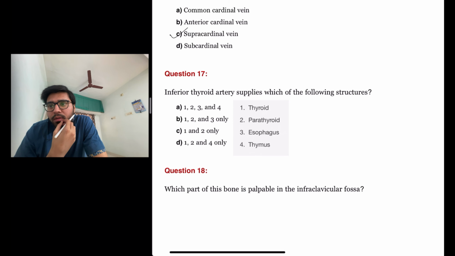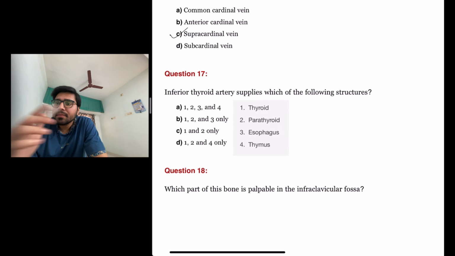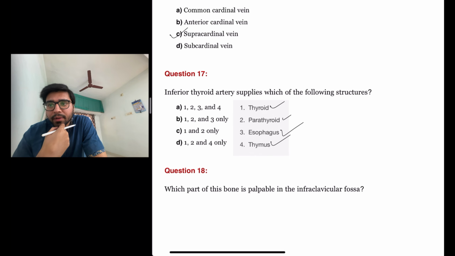So the next question is, inferior thyroid artery supplies which of the following structures? The four structures given in the question are thyroid, parathyroid, esophagus, and thymus. All of these structures are supplied by inferior thyroid artery. Thyroid and parathyroid are supplied by it, as well as inferior thyroid artery gives esophageal and thymic branches. So all the structures are supplied by inferior thyroid artery, and the answer is A, 1, 2, 3, and 4.